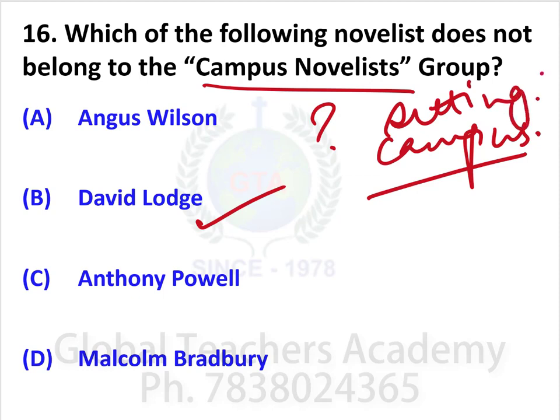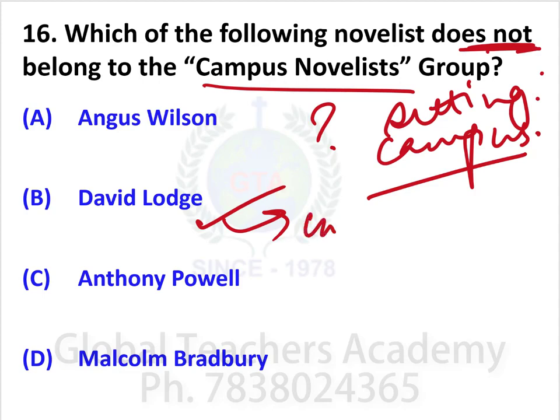So the options that are given are A. Angus Wilson, B. David Lodge, C. Anthony Powell, or D. Malcolm Bradbury, right? So we've already discussed, like I said, David Lodge. So he is a campus novelist. He has a trilogy. It's called the Campus Trilogy.